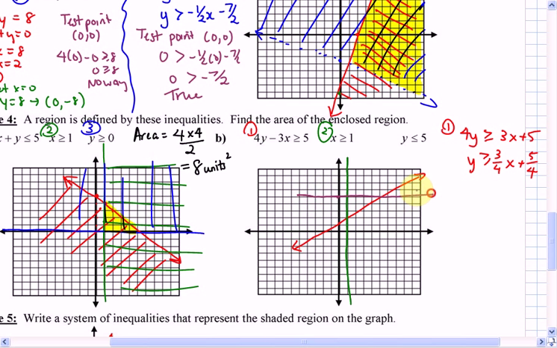Here's line y equals 5. But because this is less than, here's your region. Once again, another triangle. Area in this case, 4 times 3 divided by 2. How about 6 units squared?